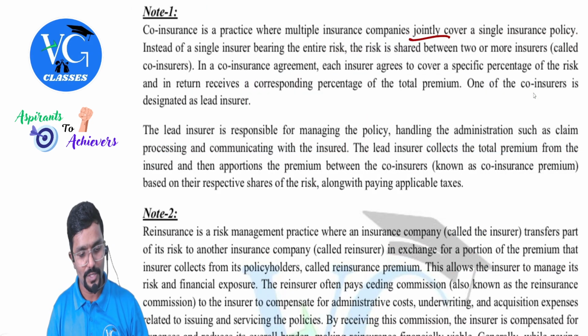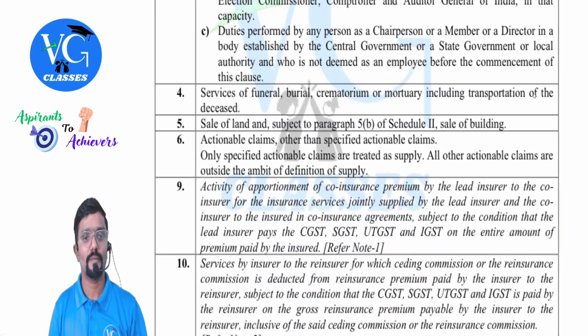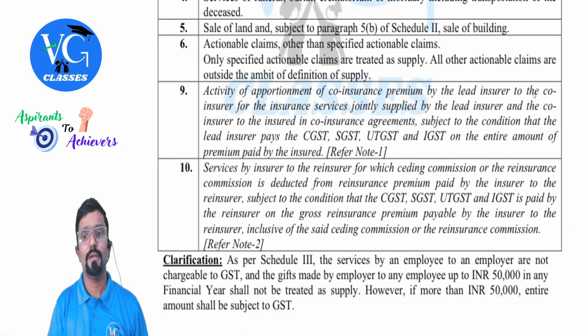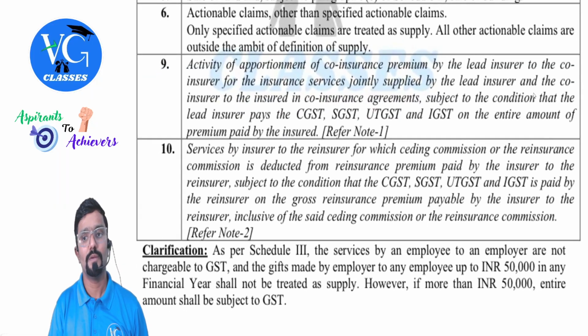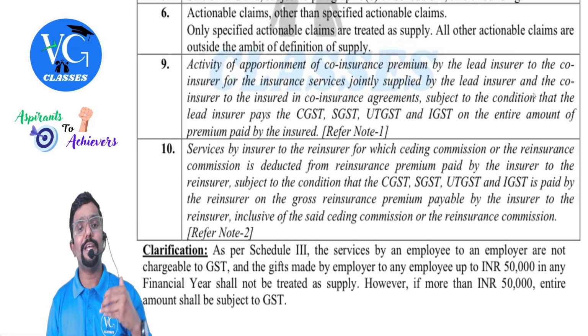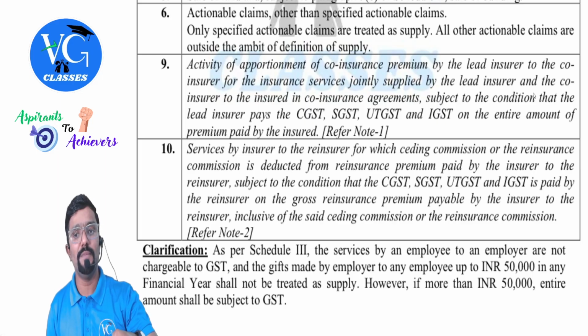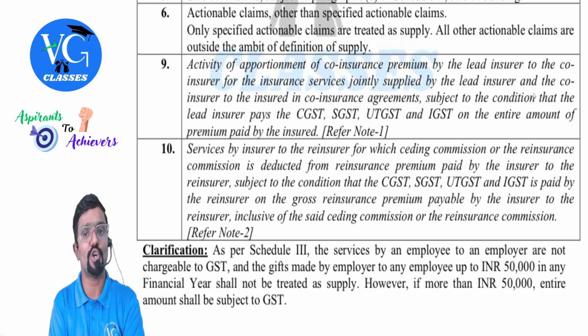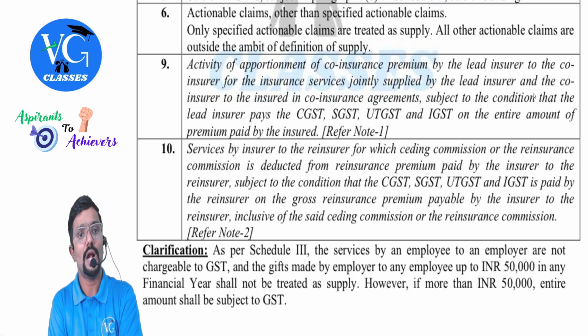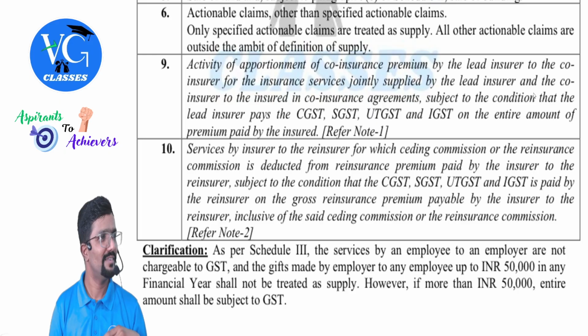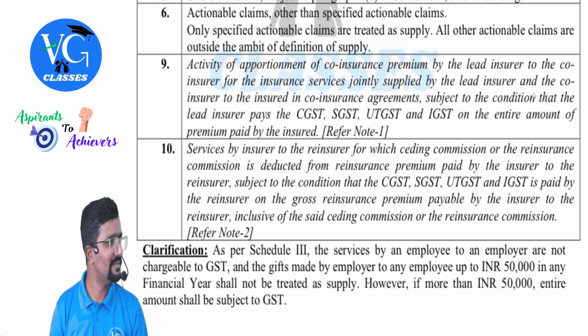Okay, sir. Coming back. Now let us go back to Schedule 3. Ninth point: Activity of apportionment of co-insurance premium by the lead insurer to the co-insurer for the insurance services jointly supplied by the lead insurer and the co-insurer to the insured in a co-insurance agreement. Do you understand these terms now?